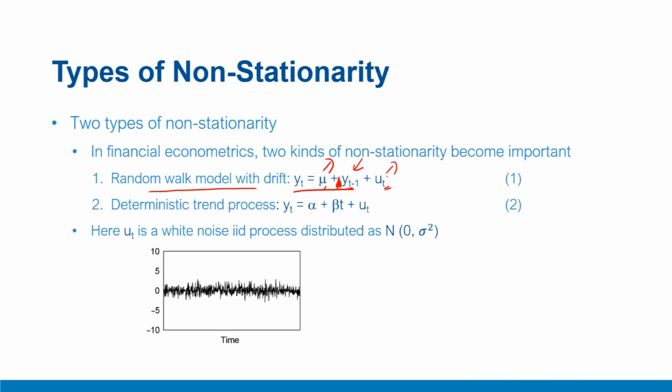ut is the error term, which is often considered to be a white noise IID process, as we discussed earlier. That means identically and independently distributed, and that identical distribution is often considered to be normal. So this notation is for a normal distribution with zero mean and constant variance, and this is ascribed to this white noise ut process.